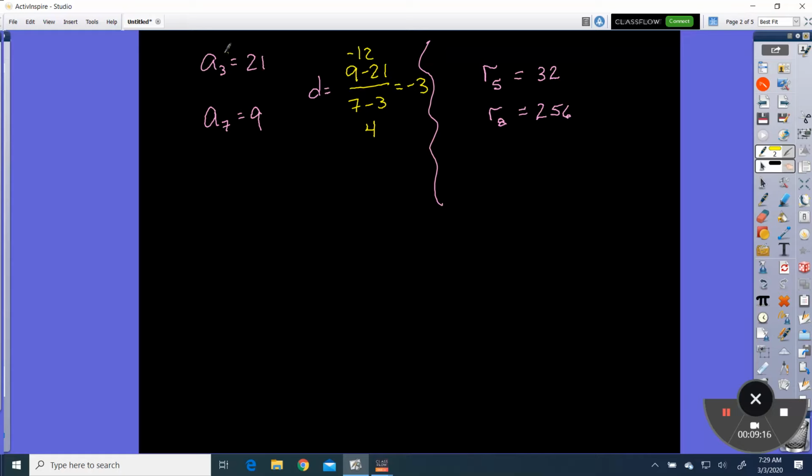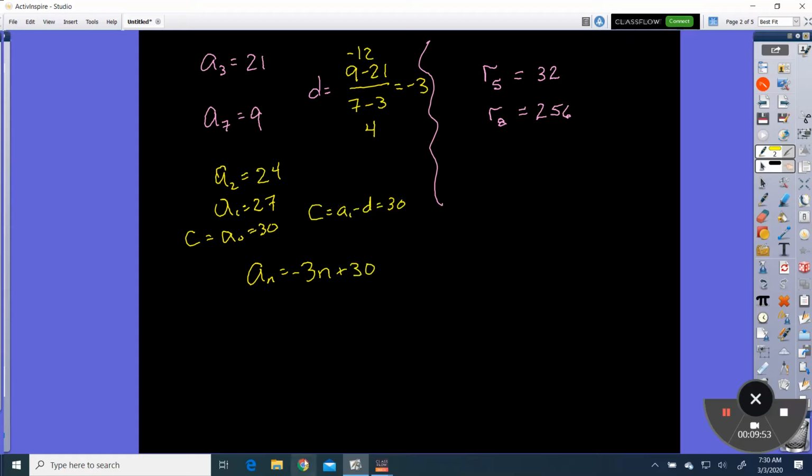Okay. So it went down 3 each time, which means that A2 is what? 24, A1. And if we had to go back one more, it would be 30, which is really just C, right? So my formula is going to be AN equals the difference, which was -3, and then the N, and C was A1 minus D, which we already determined was 30, plus 30.